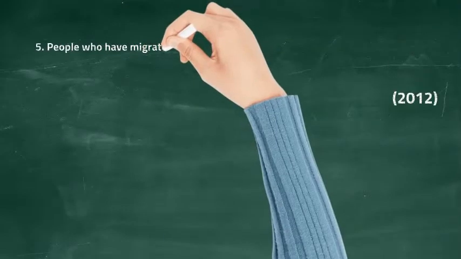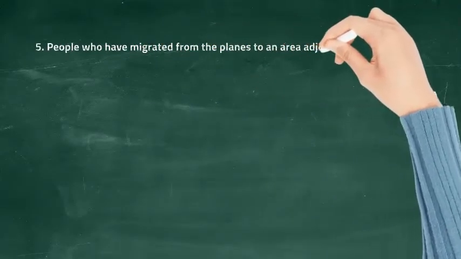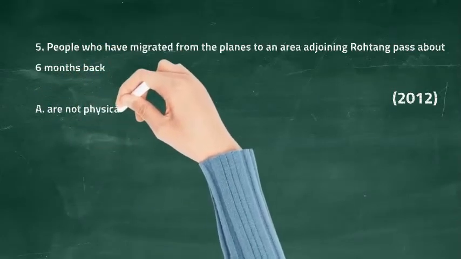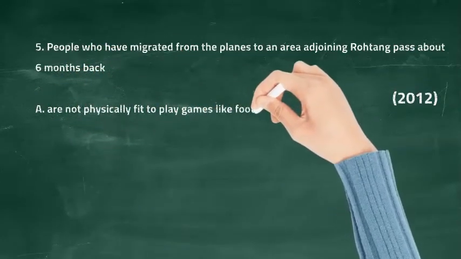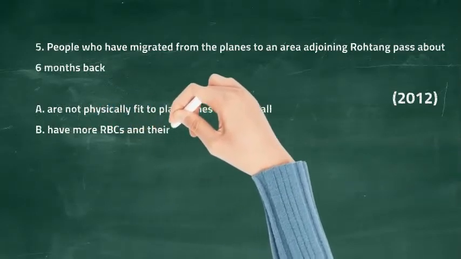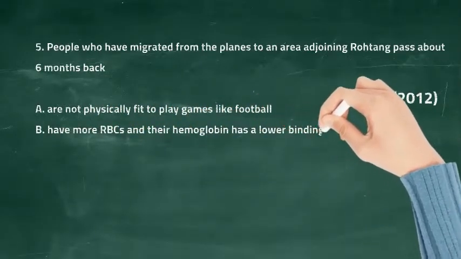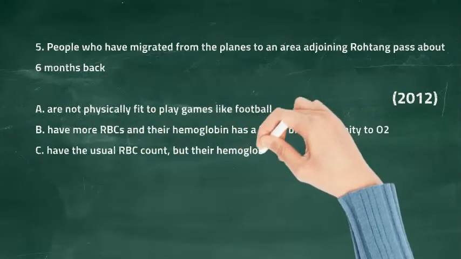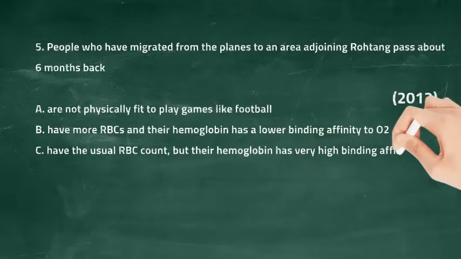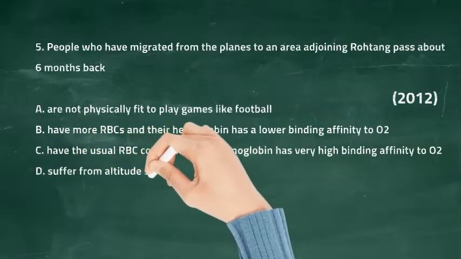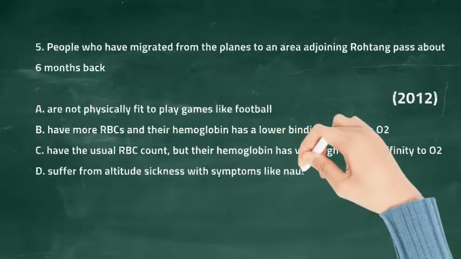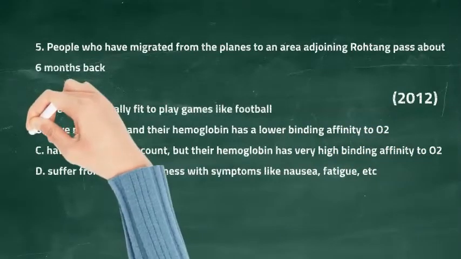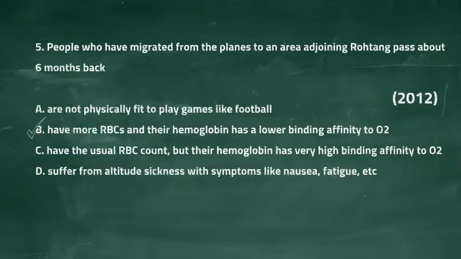Question fifth. People who have migrated from the plains to an area adjoining Rohtang Pass about 6 months back: option A is are not physically fit to play games like football. Option B is have more RBCs and their hemoglobin has a lower binding affinity to O2. Option C is have the usual RBC count but the hemoglobin has very high binding affinity to O2. Option D is suffer from altitude sickness with symptoms like nausea, fatigue, etc. The right answer is option B, have more RBCs and their hemoglobin has a lower binding affinity to O2.